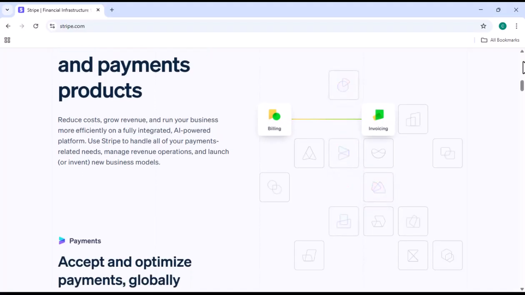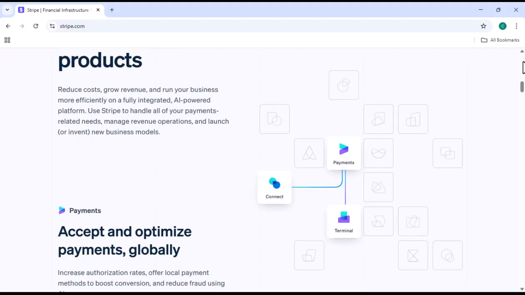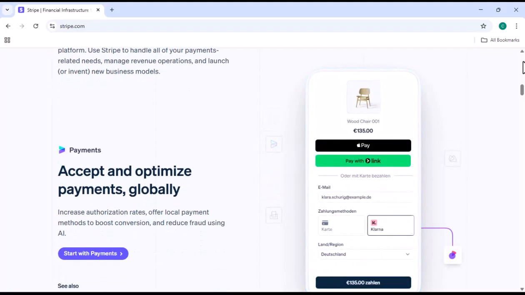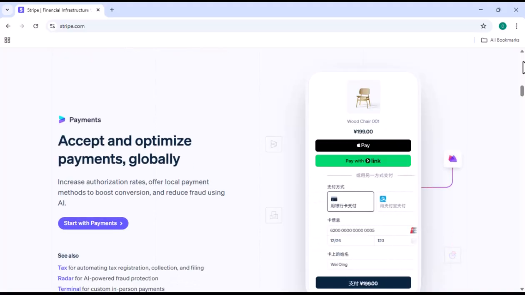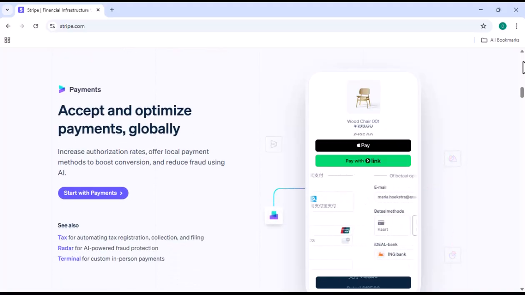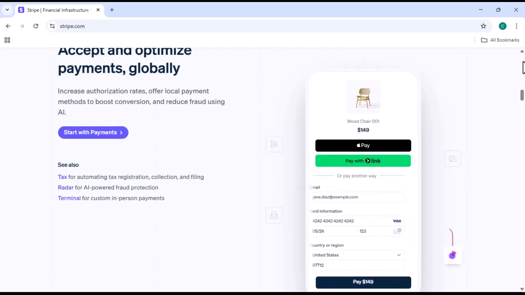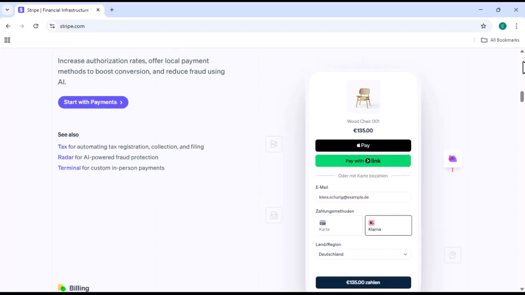So, let's start with a seemingly simple answer. What is the minimum payment amount for Stripe? The official word from Stripe is that the minimum amount for a charge is 50 cents USD, or its equivalent in the charge currency. This is not a hard and fast rule set in stone across the globe for every single currency, but it's a very good baseline to understand.